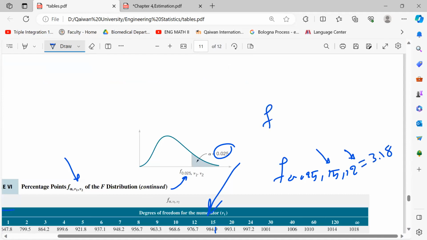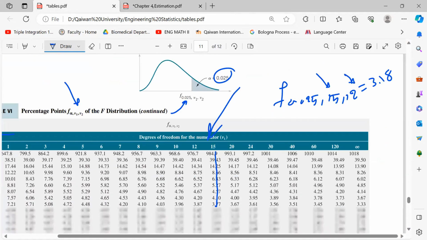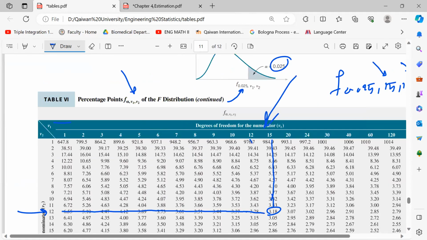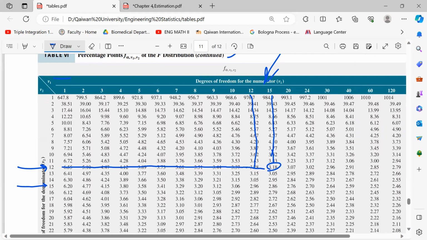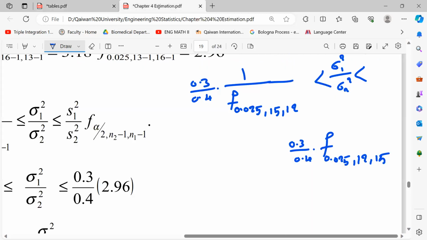How about F of 0.025 and 12 and 15? 12 and 15. So we now have 12 here. Where is 15? It's here. It's 2.96. Okay? It is 2.96.